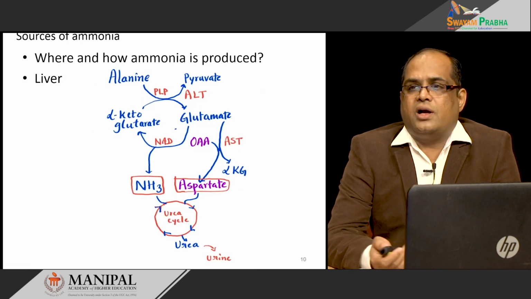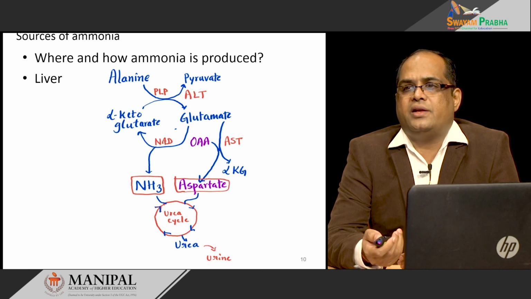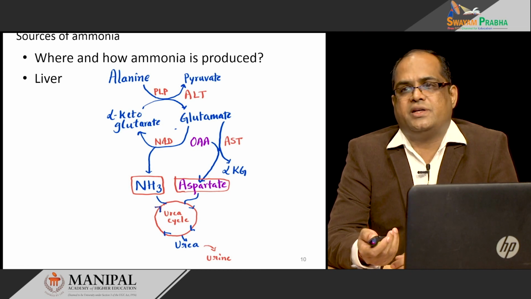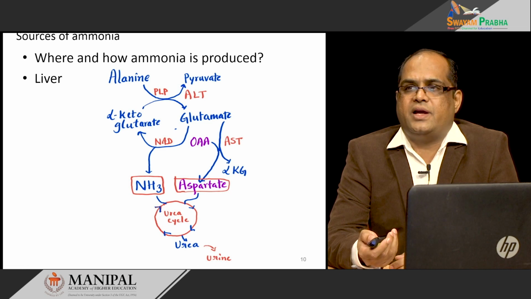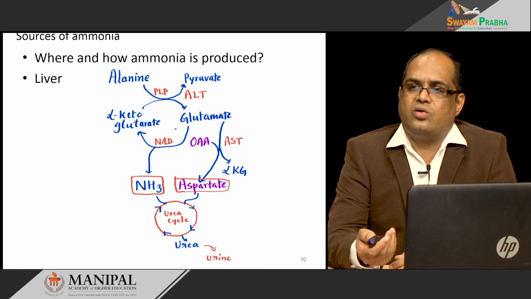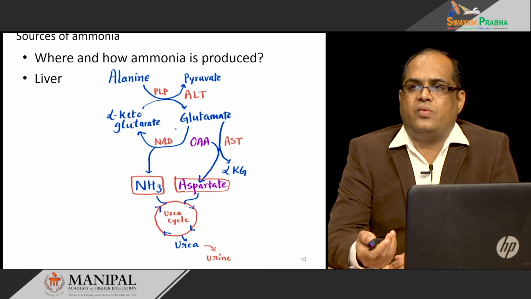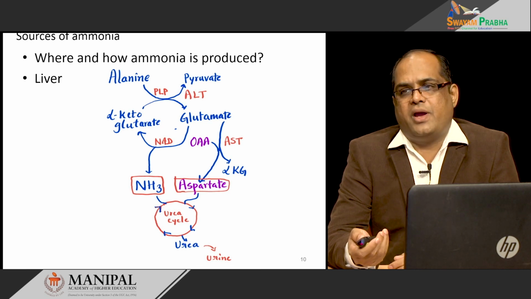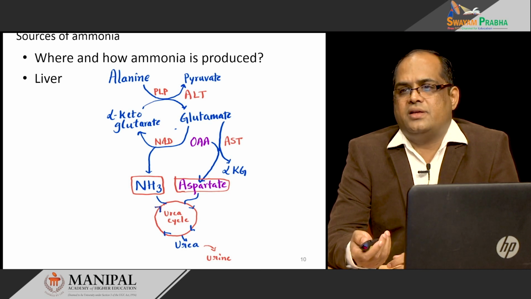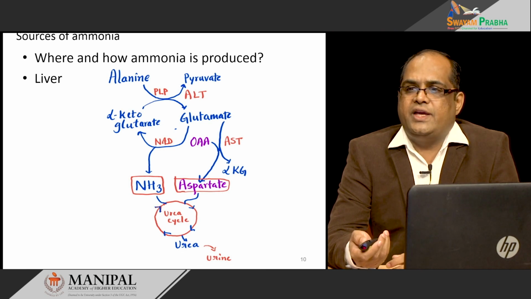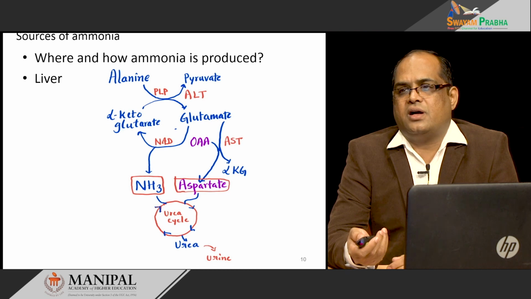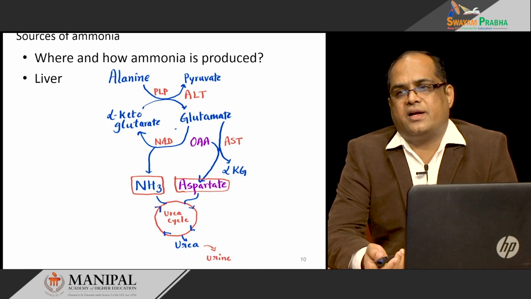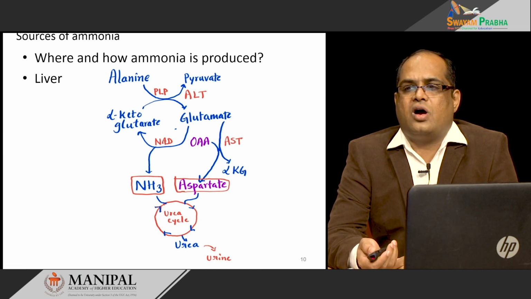So, once they come to the liver, here we have the alanine, and that is again acted upon by the alanine transaminase. Here it is a PLP-dependent enzyme. So, alanine gives that amino group and it is converted into pyruvate. The amino group is taken by alpha ketoglutarate and converted into glutamate, and here the glutamate is seen by the glutamate dehydrogenase enzyme, and that gives the free ammonia, and that enters into the urea cycle. That is the first source of ammonia.